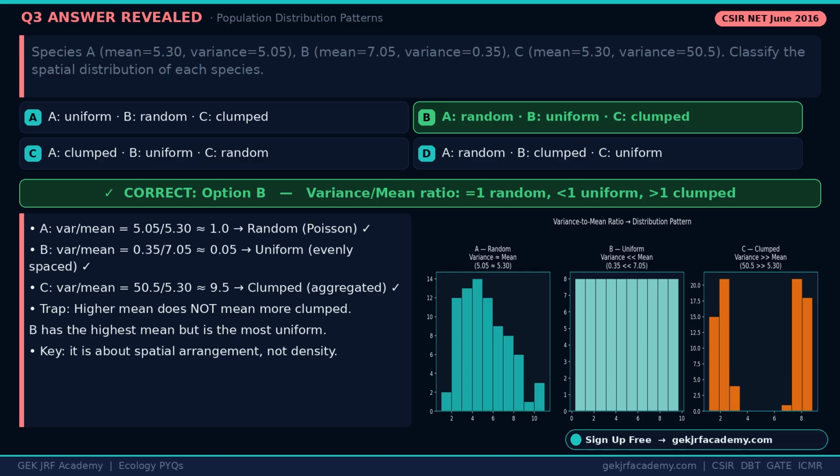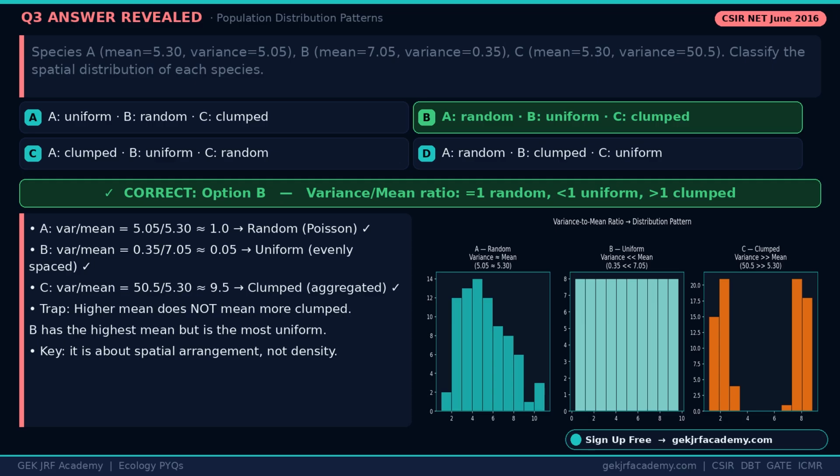Uniform distribution. When variance is much greater than the mean, individuals cluster together. Clumped distribution. Species C. Variance 50.5 is much greater than mean 5.30. Clumped distribution. The trap in this question is thinking that a higher mean indicates more clumping.